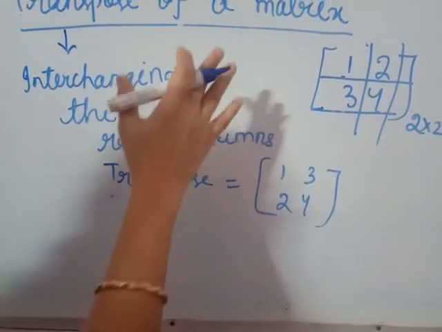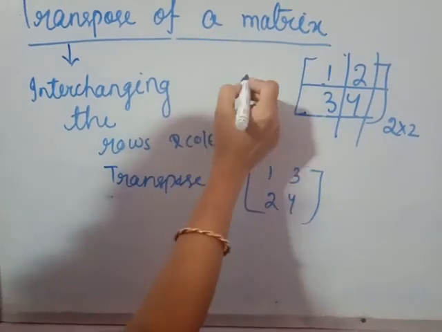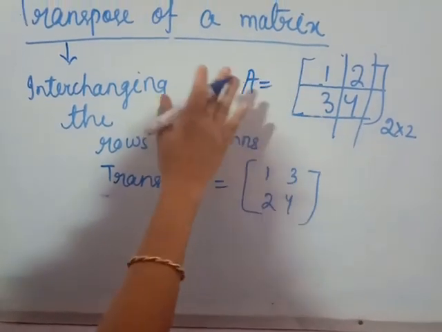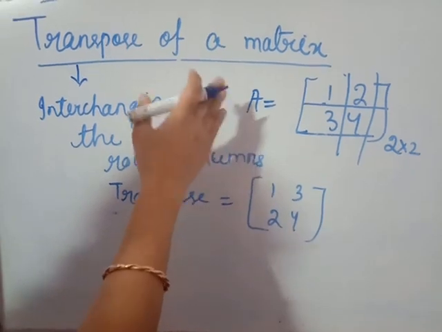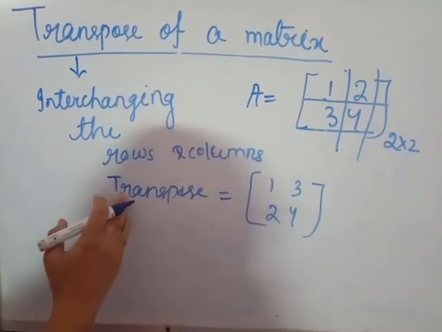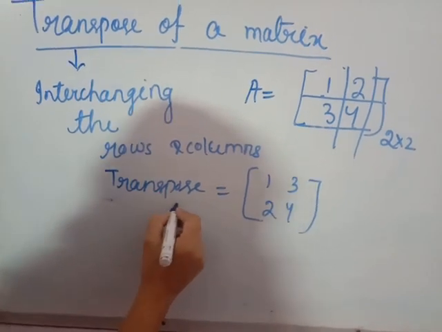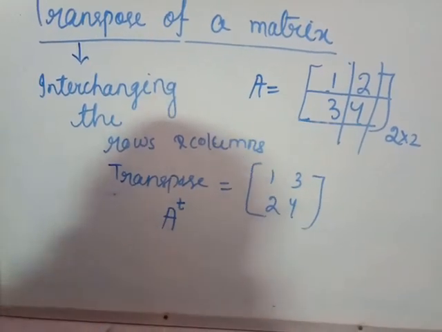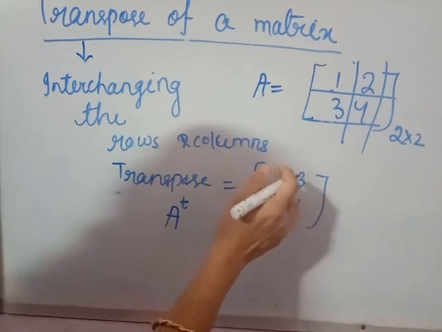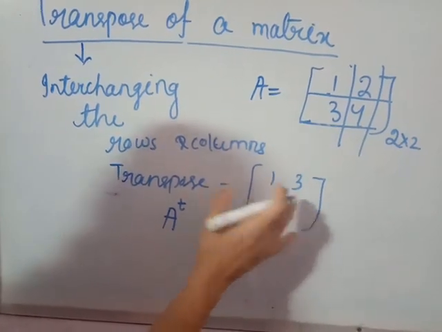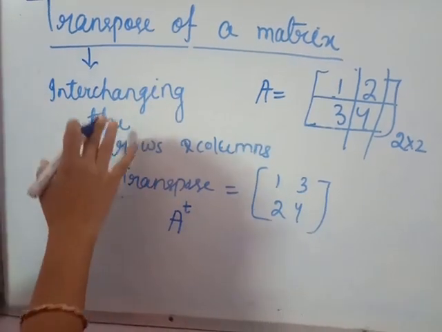So children, if you are taking this matrix as A, it is only the name. Whatever you can take, let A be that one. So how to denote transpose? That is capital A with a small t in the superscript, means A transpose equal to 1, 3, 2, 4. So this is all about the transpose of a matrix.